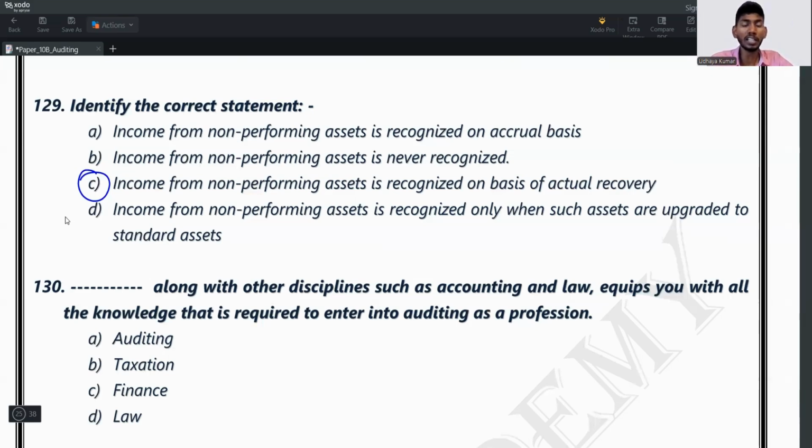Okay, moving to question number 130. Dash, along with other disciplines such as accounting and law, equips you with all the knowledge that is required to enter into auditing as a profession. Obviously, for question number 130, the answer is auditing, right?